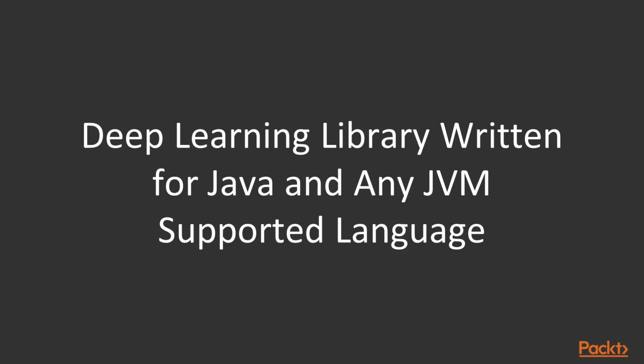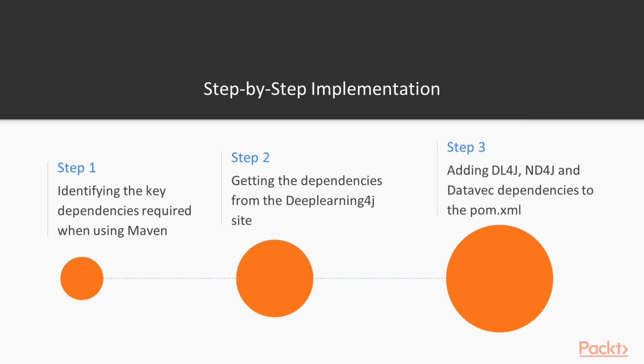And what is Deeplearning4j? Deeplearning4j is a deep learning library written for Java and any Java virtual machine supported language, such as Scala. It's a library which has implemented deep learning models, and it makes it easier to create and use deep learning models in Java. This is a step-by-step implementation.